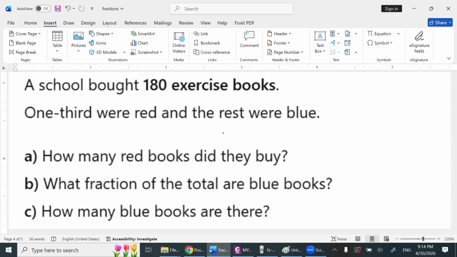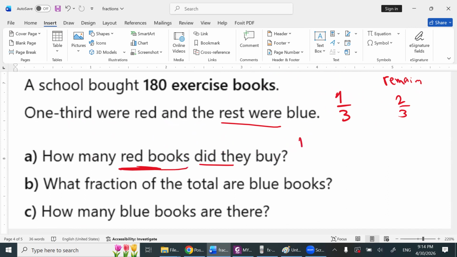A school bought 180 exercise books. 1/3 were red and the rest were blue. If we take 1/3 from the box, the remaining fraction will be 2/3. How many red books did they buy?